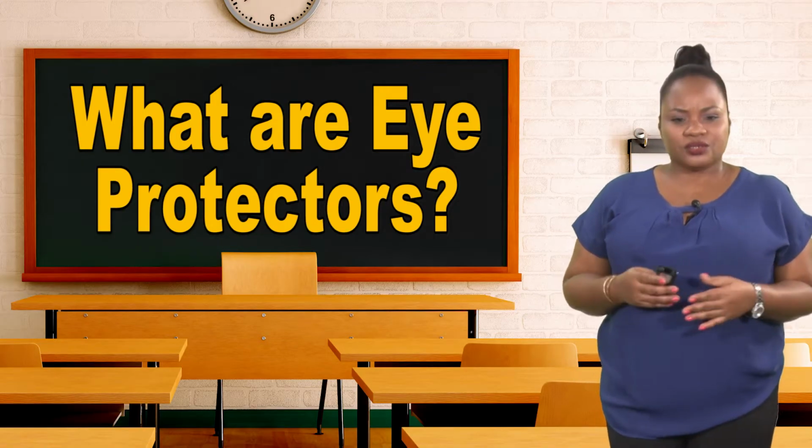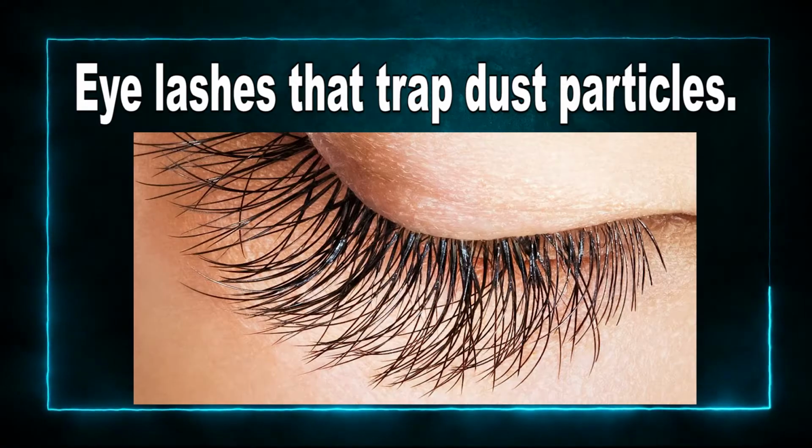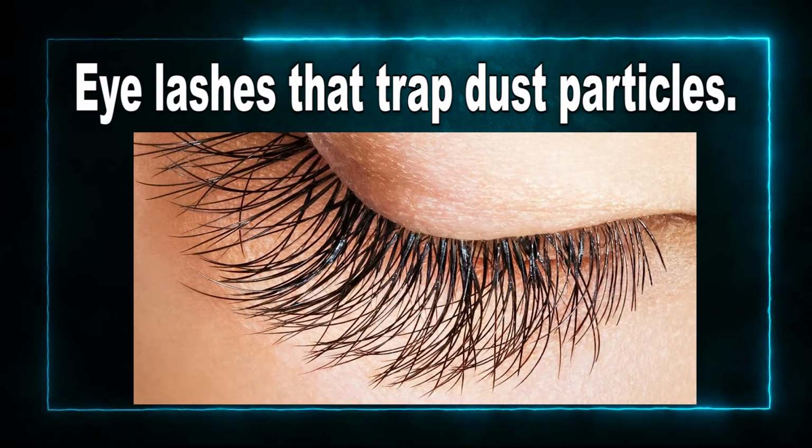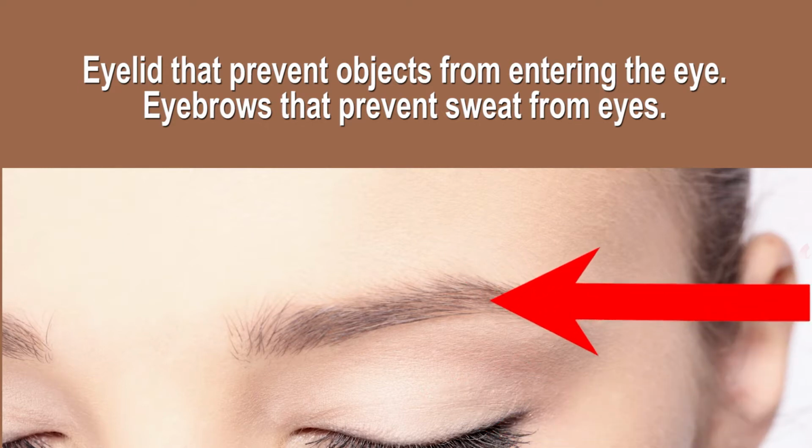What are eye protectors? A bony socket, eyelashes that trap dust particles, tears that wash its surface, eyelids that prevent objects from entering the eye, and eyebrows that prevent sweat from getting into the eyes.